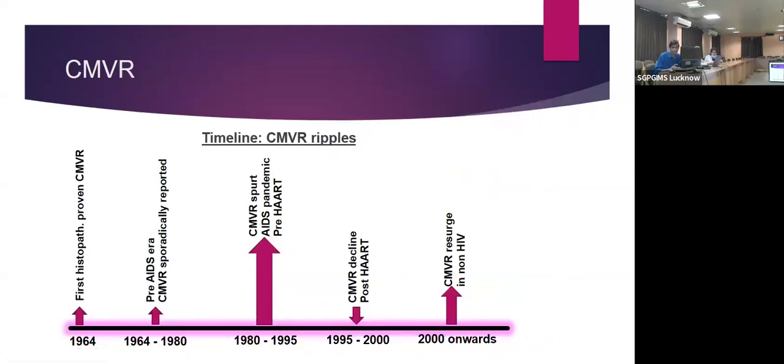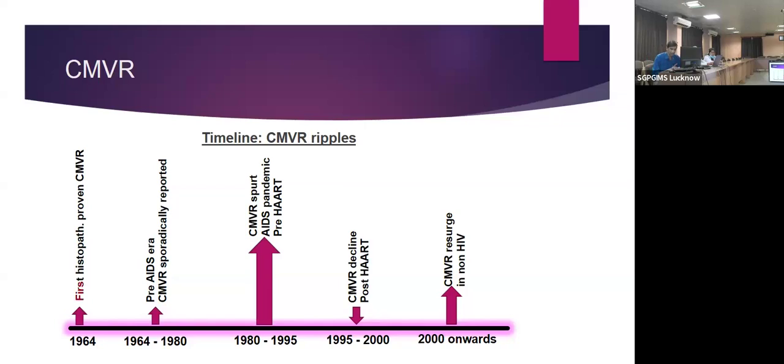CMV was a disease of HIV patients before 2000. But after 2000, the load of CMV in the HIV population has become almost negligible because of HAART. On the contrary, it is increasing in non-HIV persons who are immunocompromised, mostly by drugs, post-transplant or for any other reason where immunosuppression is given. Nowadays it is mainly a problem of the non-HIV immunocompromised.